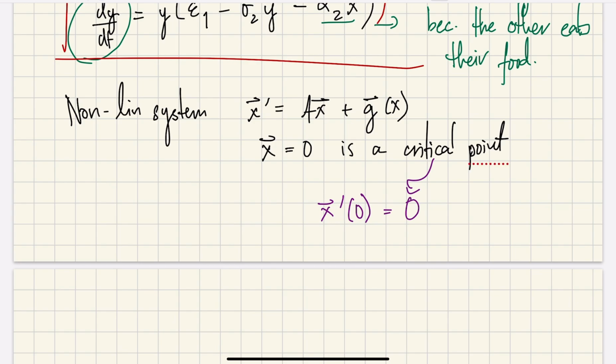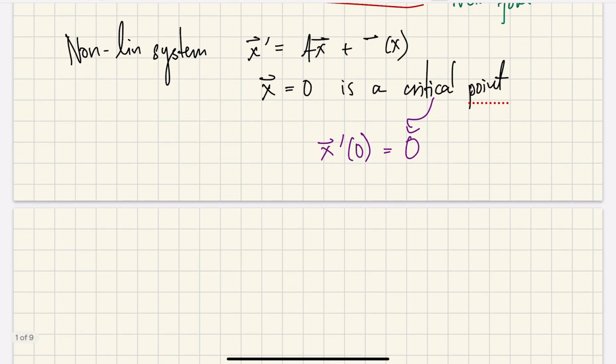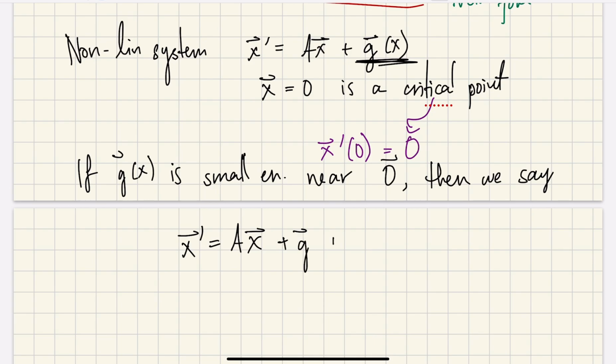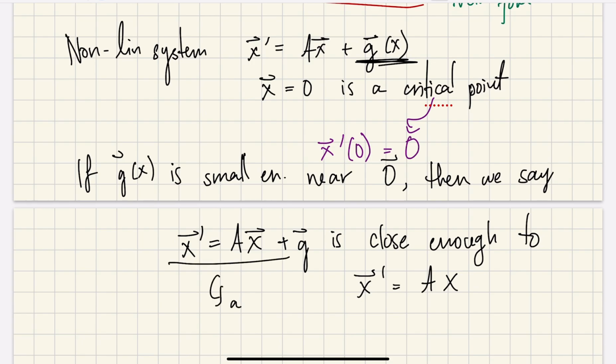So if this column vector here, g, is small enough near 0, then we can say that x prime is equal to Ax plus g, which is close enough to this, and this is almost linear.